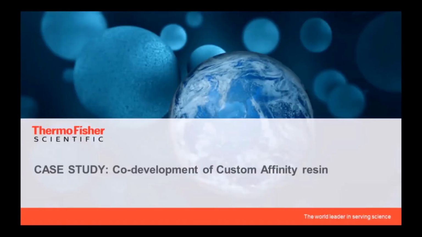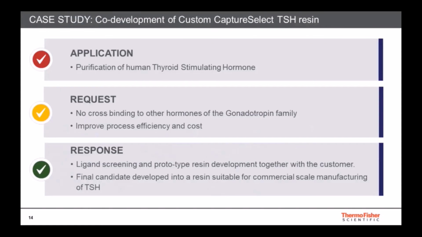And so with that, I want to just share a case study with you where we actually developed a thyroid-stimulating hormone resin with a customer. The customer had a request where really what they wanted to do was minimize cross-binding to other gonadotropins besides thyroid-stimulating hormone. And within that family, gonadotropins have a lot of shared homology, so they're very difficult to separate. That was one of the key requirements. And also they overall wanted to improve their process efficiency and cost.